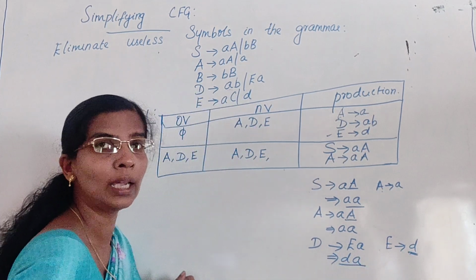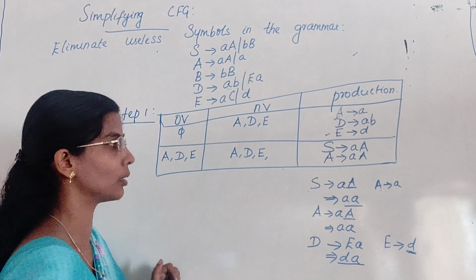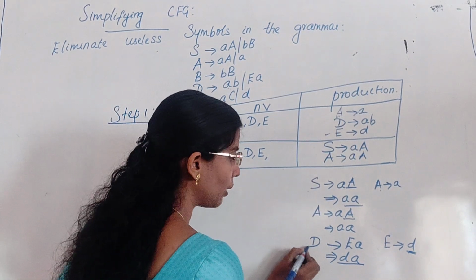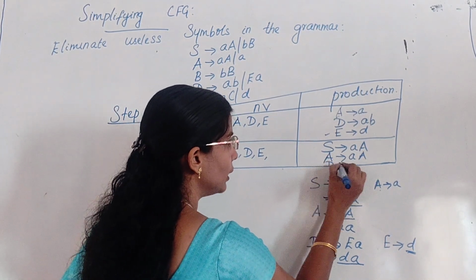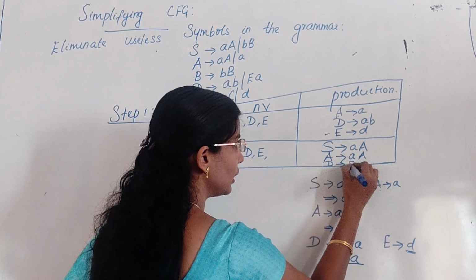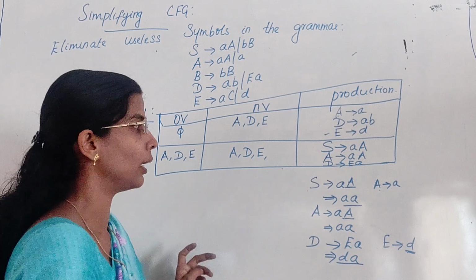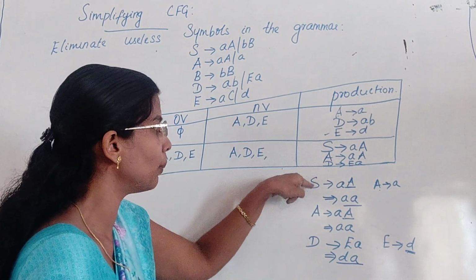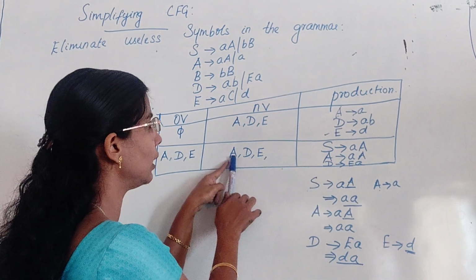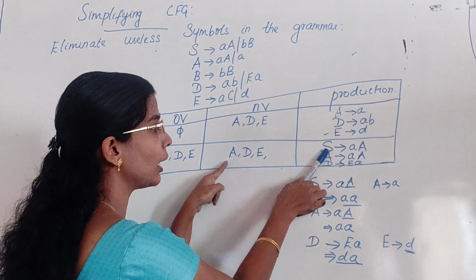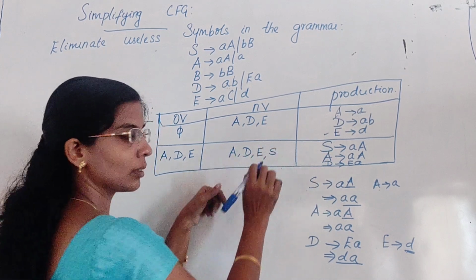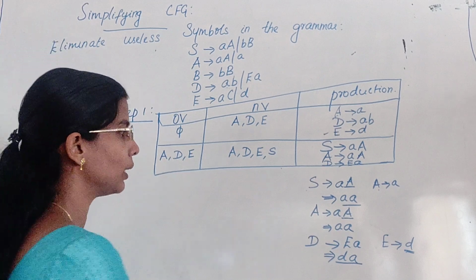I am getting one terminal in the RHS. So what should I do? I have to write this production here: D tends to A. Now, which is the new variable I got? A is there, D is there, E is there. I got a new variable, yes.